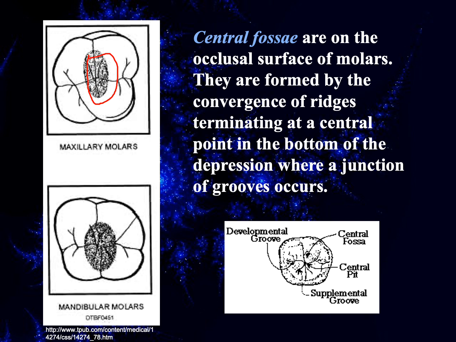They are formed by the convergence of ridges terminating at a central point in the bottom of the depression where a junction of grooves occur, which means when all the triangular ridges come from the cusp down to the center of the tooth, they form this place, or they form this fossa, which is an empty space, as you can see here also. All the grooves that we will explain later will join in this central fossa.